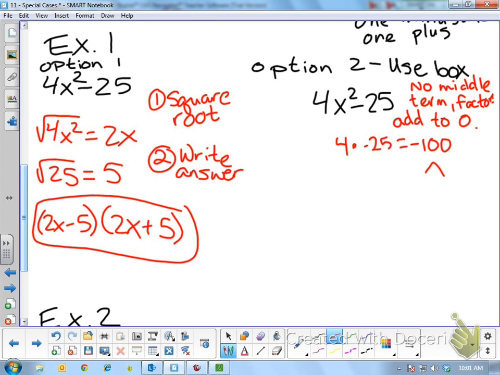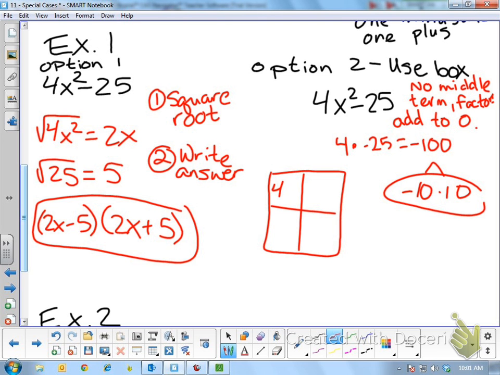So we need two things that multiply to be negative 100, but add to be 0. What are some things that multiply to be negative 100? Negative 10 and positive 10. Do these add to be 0? Yes. So we can put them in our box. We found our factors. So we have 4x squared, negative 25, 10x, and negative 10x.